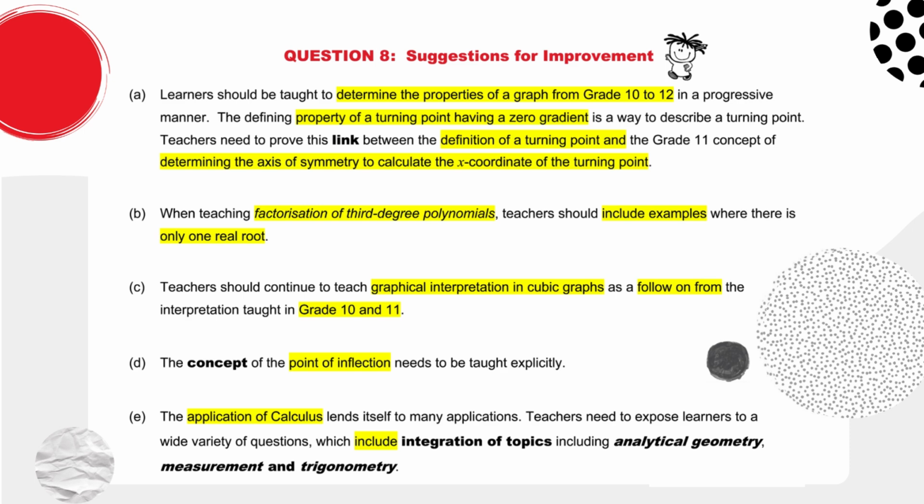B. When teaching factorization of third-degree polynomials, teachers should include examples where there is only one real root. C. Teachers should continue to teach graphical interpretation in cubic graphs as a follow-on from the interpretation taught in grade 10 and 11. D. The concept of the point of inflection needs to be taught explicitly. And E. The application of calculus lends itself to many applications. Teachers need to expose learners to a wide variety of questions, which include integration of topics including analytical geometry, measurement, and trigonometry.